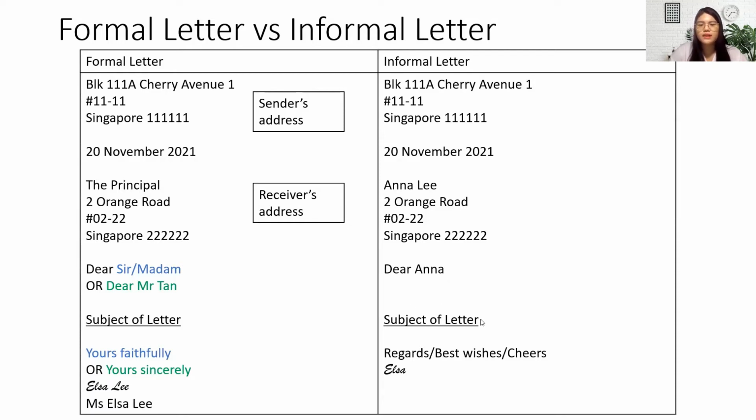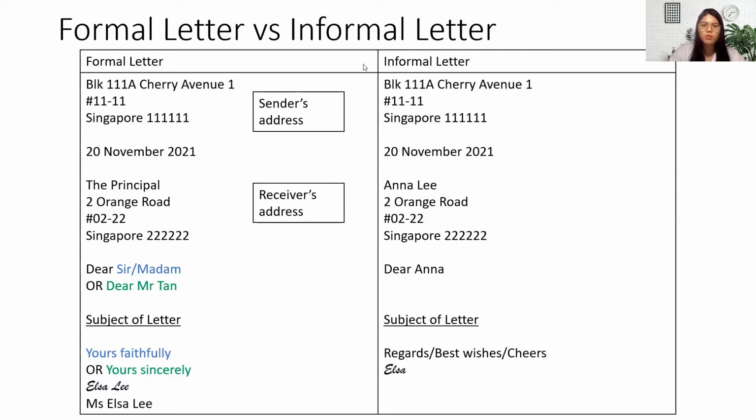Then we'll go to the subject of the letter, and the ending words will be a lot less detached. So you will use words such as regards, best wishes, and cheers, and you just sign off your name because Anna would have known who's the one that's writing to her already.